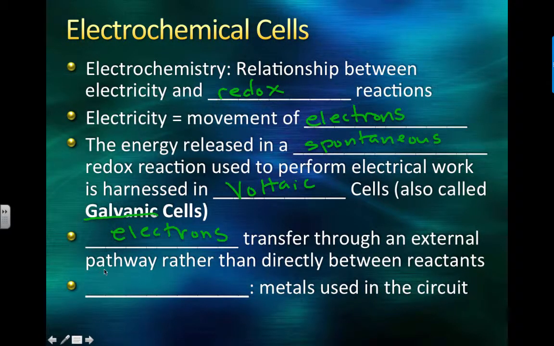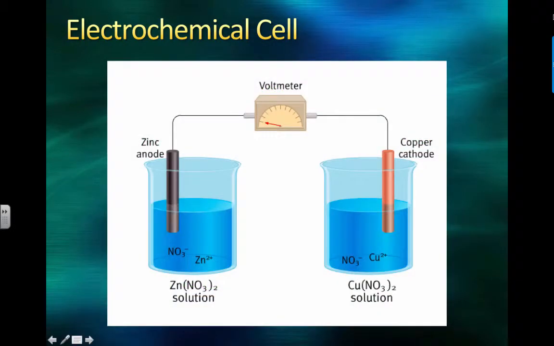And when we have this reaction taking place, the metals that we use in the circuit are called electrodes. So to build a battery, you've got to have electrodes and a pathway for your electrons, and there's a couple of other things we've got to have too. Let's take a look at it.